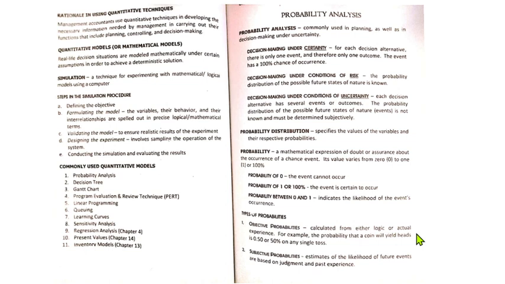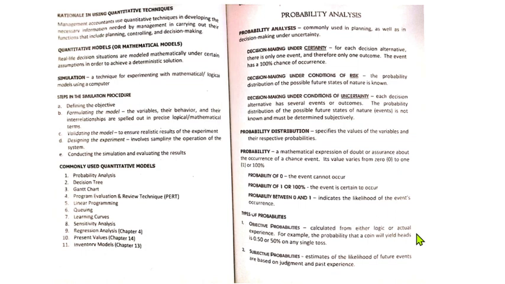So, when we say objective, this is calculated based on logic or actual experience. For example, the probability that a coin will yield heads is 0.5 or 50% on any single toss. Kasi 'di ba head and tail, dalawa lang naman ang pwede, hindi naman pwedeng gumitna yan when you toss a coin. So, ibig sabihin, this is an objective probability because this is based on logic and actual experience that it will only yield a head or a tail. Kaya nga meron siyang 50% chance of happening.